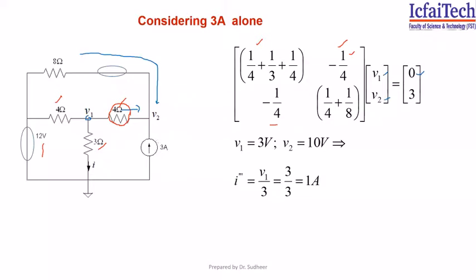The current source is incoming current, therefore positive current. If you simplify that, you will get V1, you will get V2. But I am finding out I triple dash, the current with only the 3 amperes current source. So I triple dash is equal to V1 minus 0 divided by 3. So 1 ampere. Now you got 3 currents.